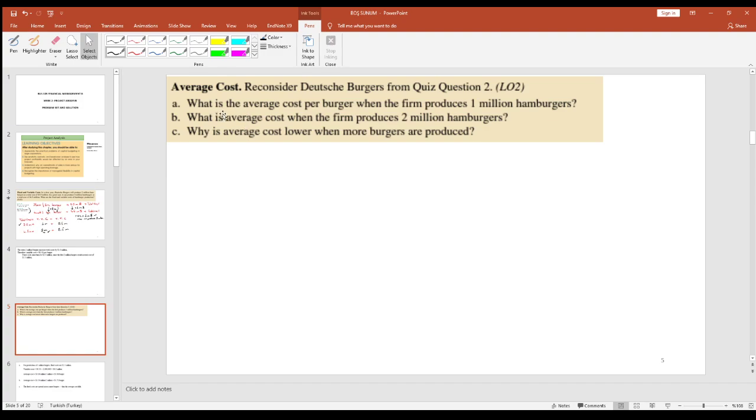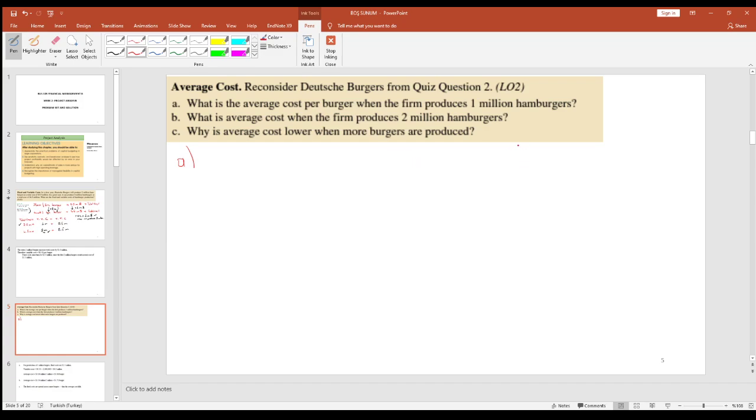What is asked is: A. What is the average cost per burger when the firm produces 1 million hamburgers? This problem is linked to the previous one, so I'm not going to repeat it again. B. What is the average cost when the firm produces 2 million hamburgers? C. Why is average cost lower the more burgers are produced?